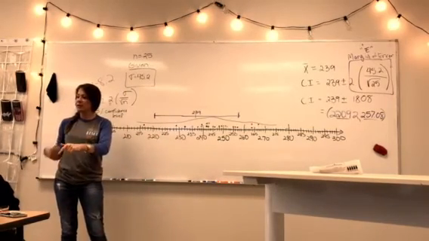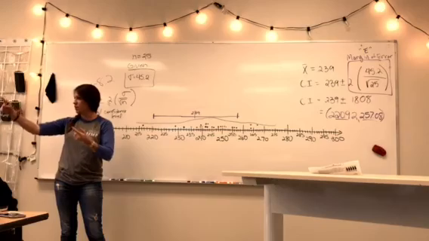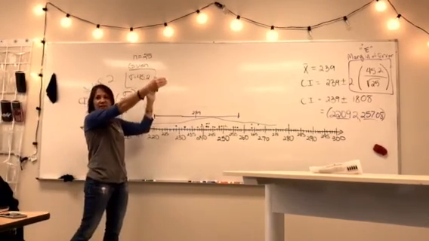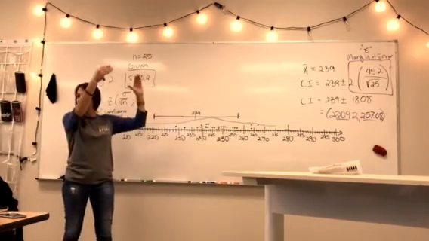So what I want you to do is calculate one more confidence interval for your sample mean on your paper. And then when you have it, come on up and mark it up here. And at the end, we'll have a bunch of confidence intervals.